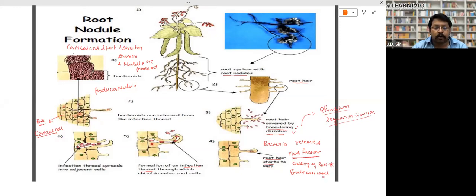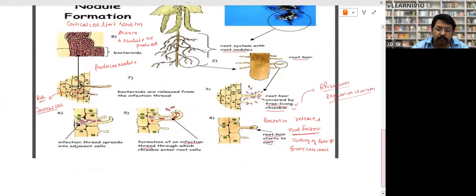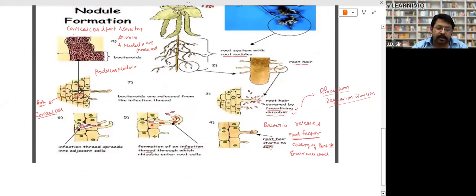They erode the cell wall, meaning they destroy the cell wall, and penetrate inside like this. Formation of the infection thread takes place, through which rhizobia enter into the root cell. They have eroded the cell wall of the root hair, they enter inside and make a thread-like structure. This is called the infection thread, right? Then the infection thread reaches the adjacent cell, basically the cortex cell.